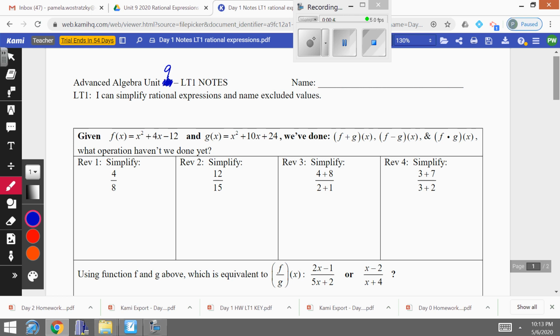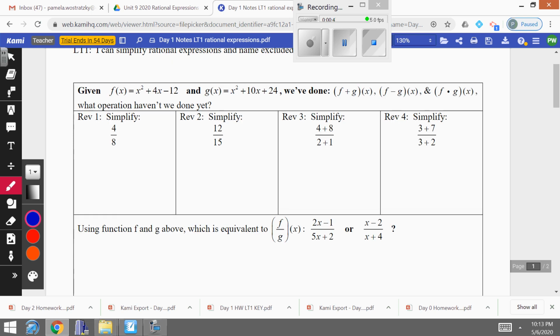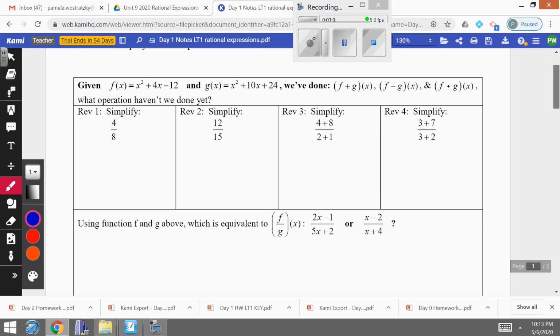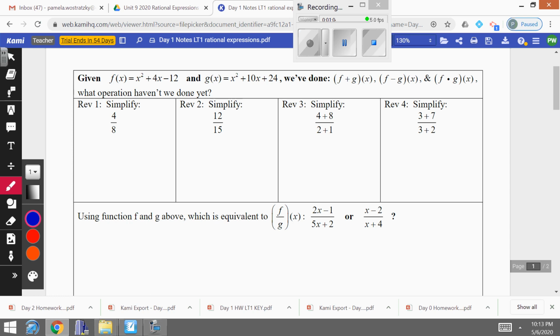I said, given this function f and g, think about it carefully. So far, we're not going to do it right now, but so far this year we have done f plus g, we've done f minus g, and we've done f times g. What operation haven't we done? Division, right? We haven't really thought about dividing with these polynomials so far. So we're going to start off with some quick review here.